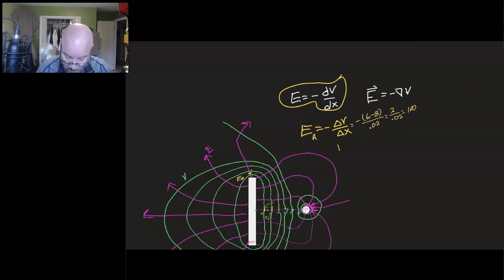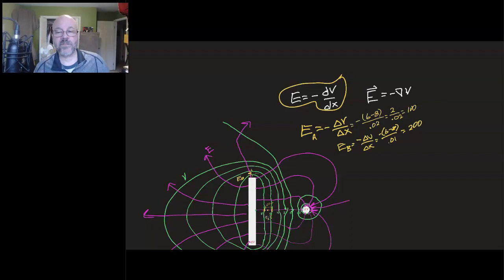So for EB, we're going to have the same thing, minus our delta V over delta X. We've got the same thing on top, minus 6 minus 8. But in the bottom, we get 0.01. And that's going to give us 200. Just like that. So our electric field will be 200. All right.